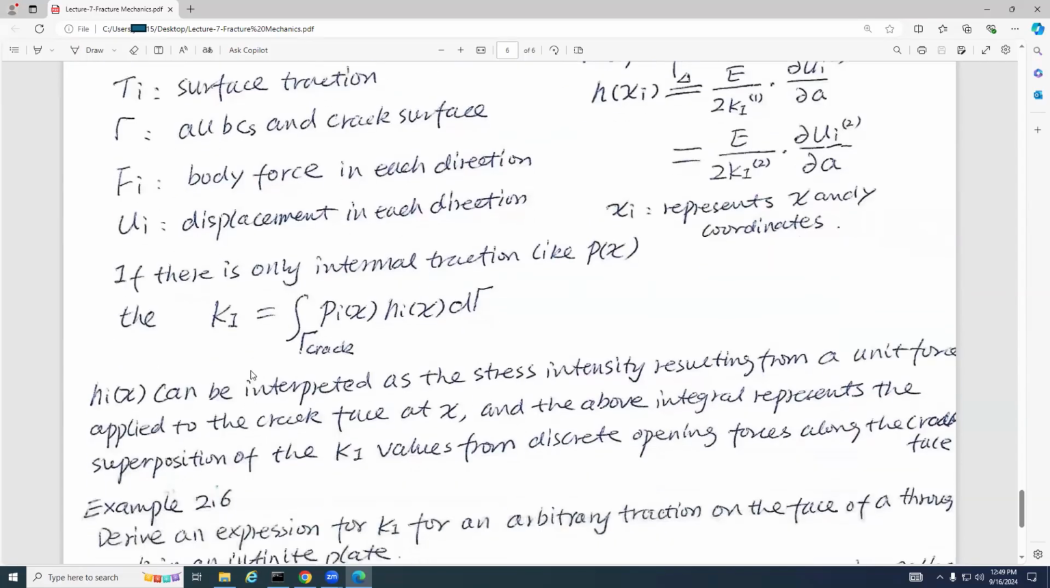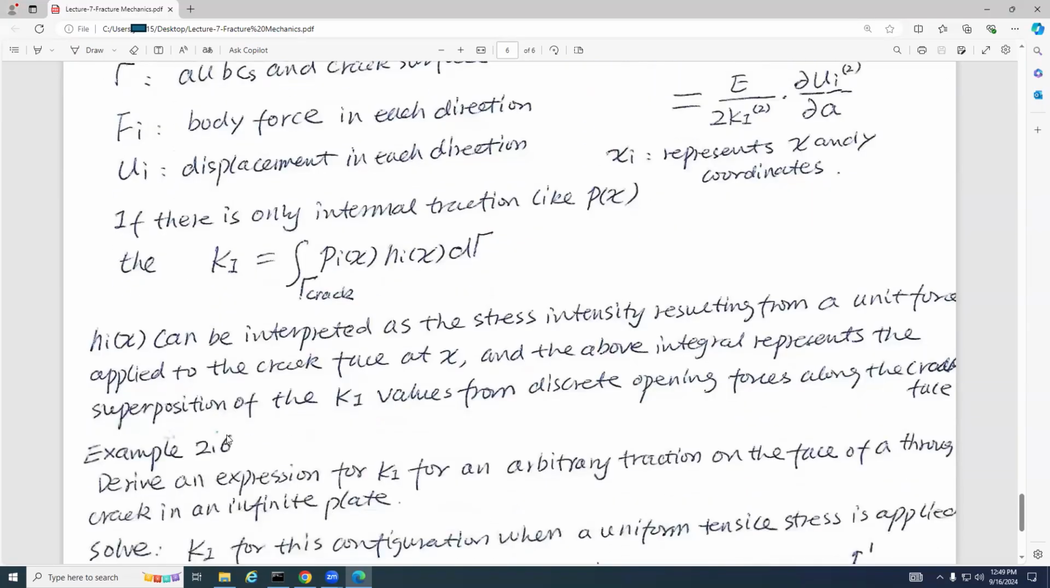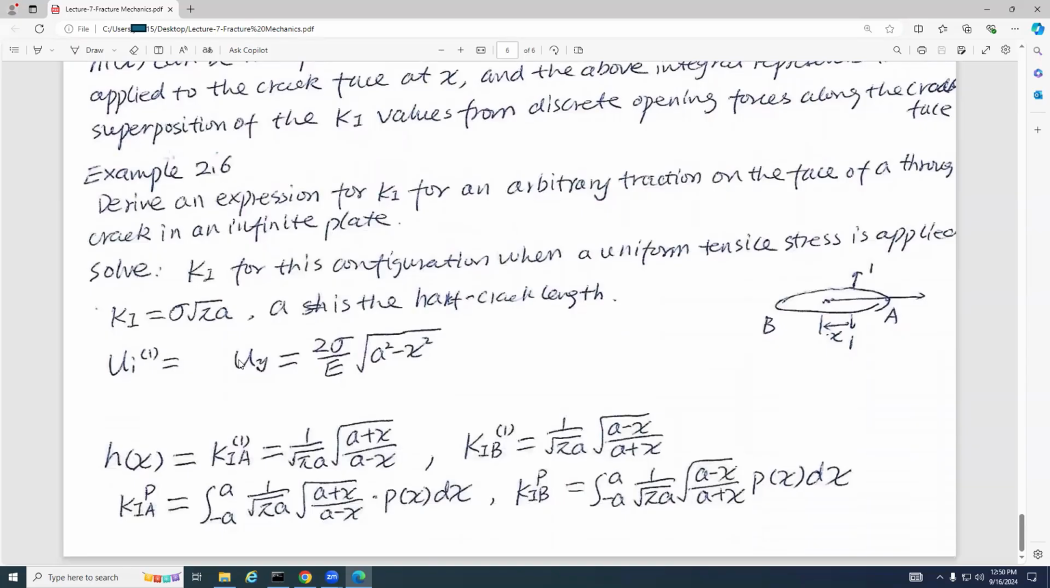And why do we need to use this one? Because we can standardize. So this weight function will be standardized, and we can just use this standardized weight function to calculate the Ki for any loading conditions. So here is one example, guys. I want you to take a look at this example. This example has a different form from the examples we show in the textbook. Why? Because in the textbook, you guys look at me, okay? Otherwise, you guys will be confused.